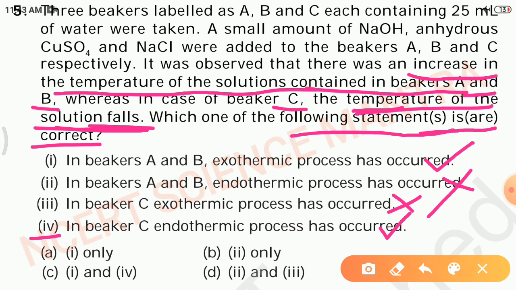So out of A, B, C, D, we will find which option is giving the statements first and fourth. Yes, C is giving the statements first and fourth. So the correct answer is C.